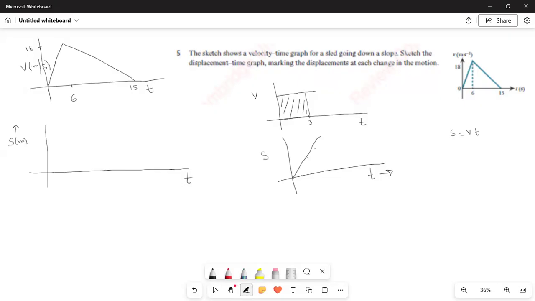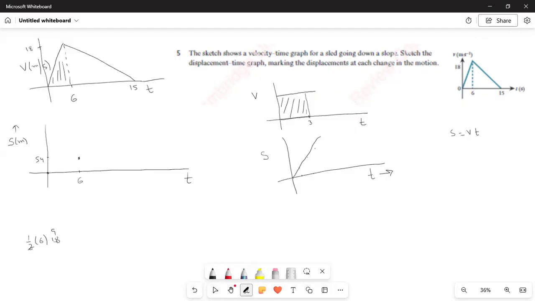You can see that up till 6 seconds, first of all, when time is zero, distance is zero. So we are here. When time is 6, how much is the distance? That is equivalent to the total area here. And how much is this area? I will calculate it as half, and the base is 6 and height is 18, so 54. So up to 6, it is 54 meters.